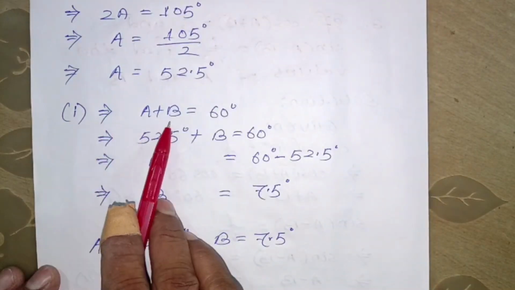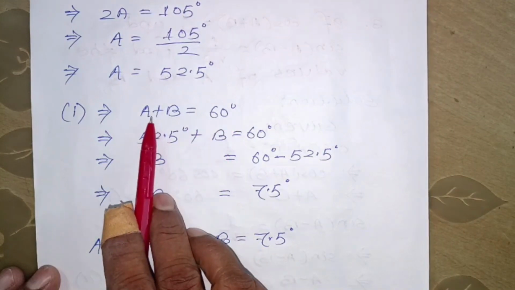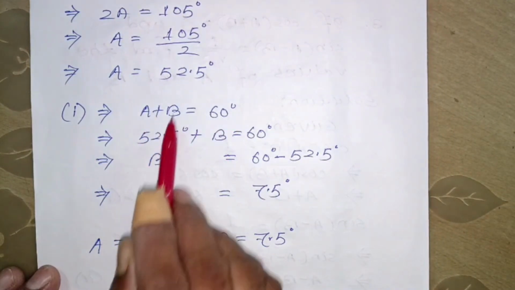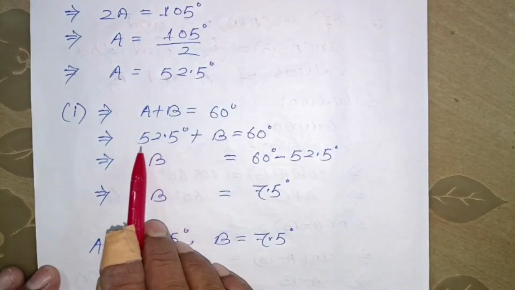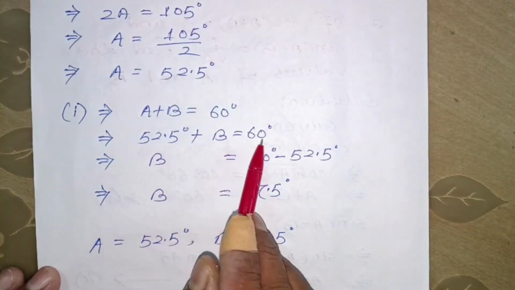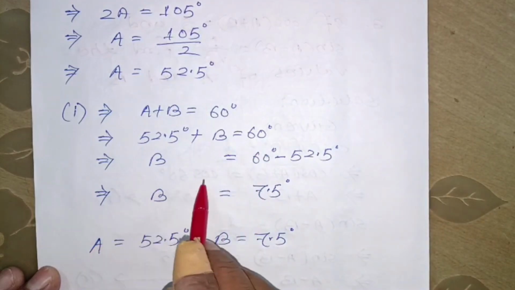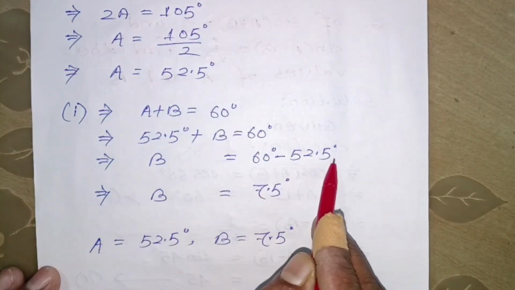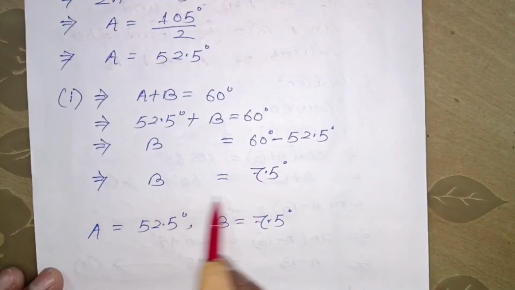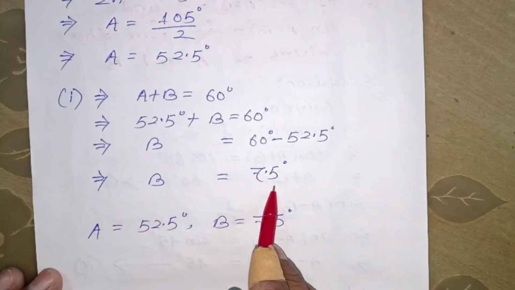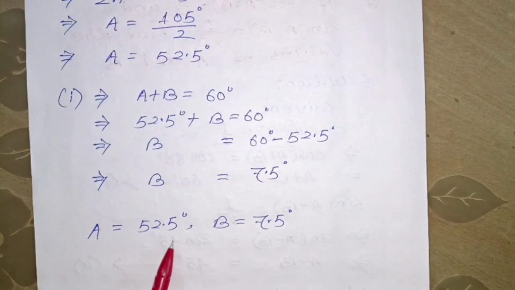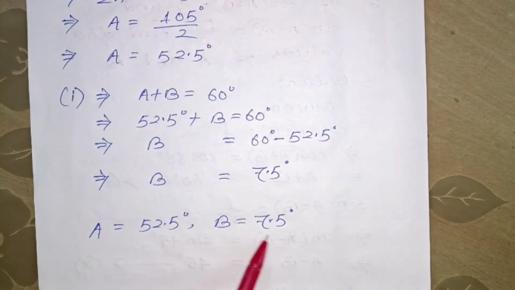Equation 1 implies a + b = 60 degree. Now in place of a, substitute the value 52.5 degree. So 52.5 degree + b = 60 degree. That is b = 60 degree - 52.5 degree. Implies b = 7.5 degree. Therefore, the value of a is 52.5 degree and the value of b is 7.5 degree.